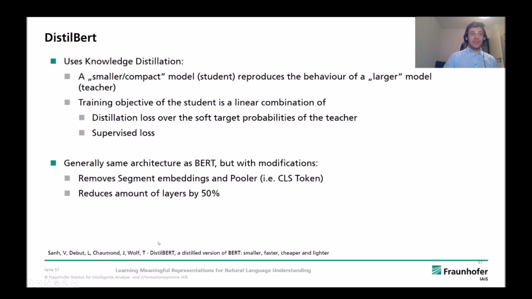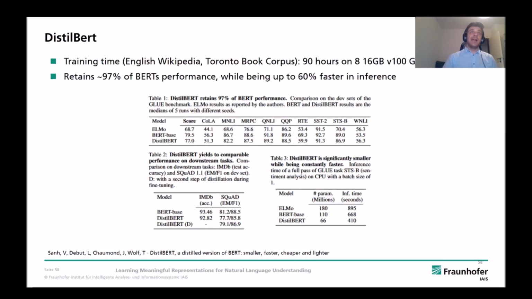DistilBERT was released by Sanh et al., and the paper was called "DistilBERT, a distilled version of BERT: smaller, faster, cheaper, and lighter." And as the authors show, if we train DistilBERT for 90 hours on 8 16-gigabyte V100 GPUs, so these are smaller than the TPUs used by Google, then we reach approximately the same performance as the base BERT model. Still, this is really, really resource heavy. But at least in 60% of the time, we can reach 97% of the performance.